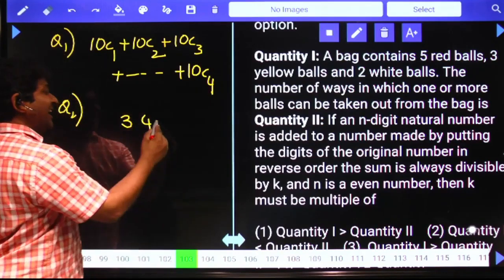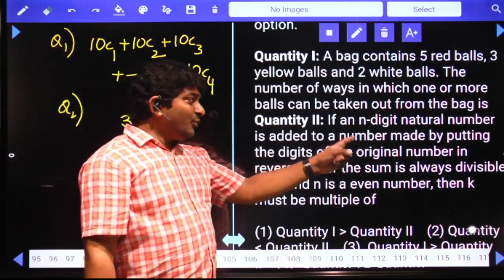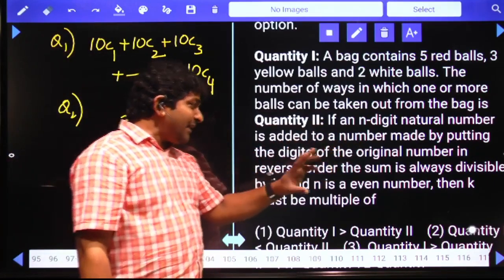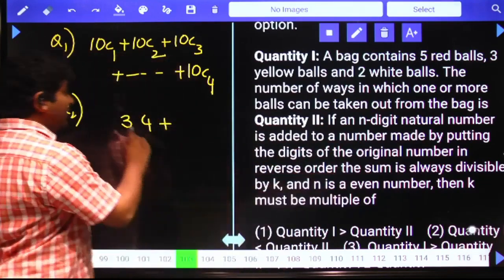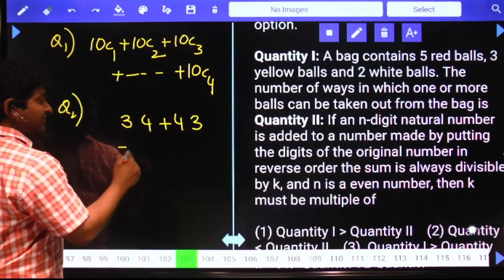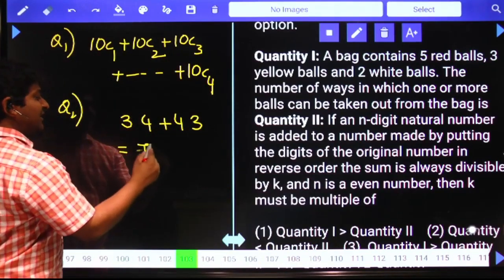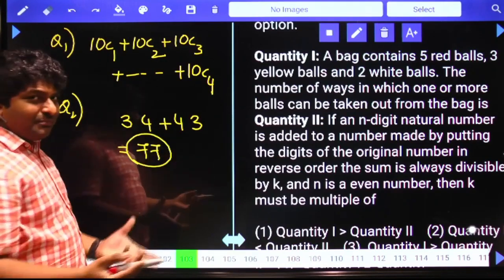This is added to the number obtained by reversing the order of the digits. That is, if you reverse 34 you get 43. This value is equal to 77. Now, this is divisible by which number?